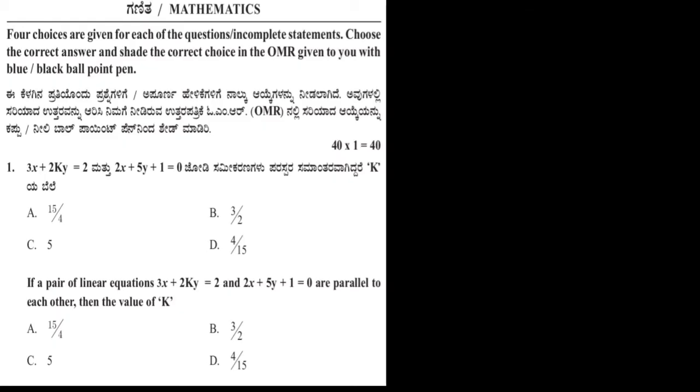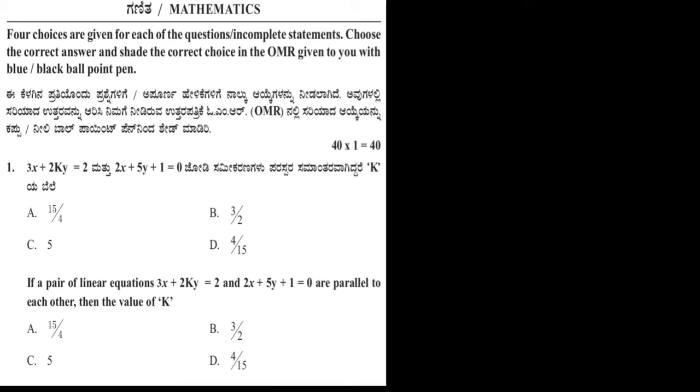First one: if a pair of linear equations 3x plus 2ky is equal to 2 and 2x plus 5y plus 1 is equal to 0 are parallel to each other, then find the value of k. Here they set the k value for parallel lines. This is for a pair of linear equations.